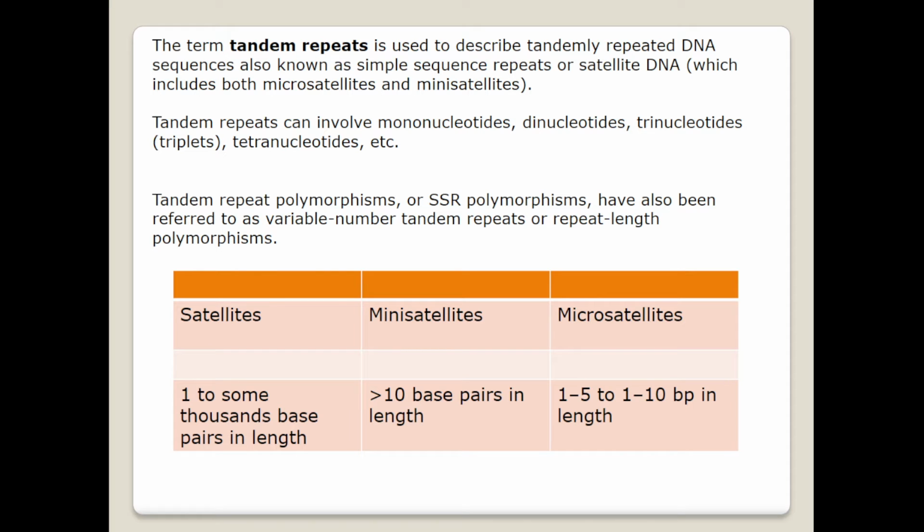Also, tandem repeats can be divided into some groups. These are satellites. When we speak about tandem repeats, we speak about satellites. And satellites are repeats from 1 to some thousand base pairs in DNA. And here we can divide them into minisatellites and microsatellites. Minisatellites are more than 10 base pairs, and microsatellites are from 1 to 10 base pairs.